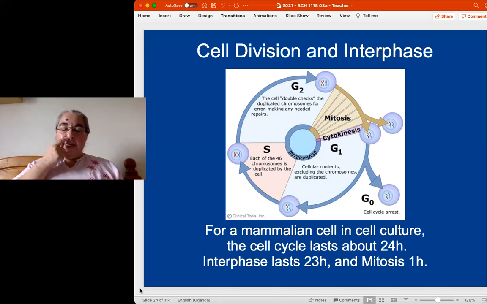Okay, so how long does this all take? Well, for a mammalian cell in cell culture, so that's growing in artificial conditions outside a multicellular organism, the cell cycle lasts for about 24 hours. So the cells divide about once every day. And of that time, 23 of the hours are spent in interphase and 1 hour is spent in mitosis and cytokinesis.